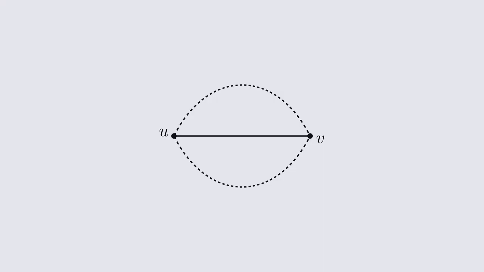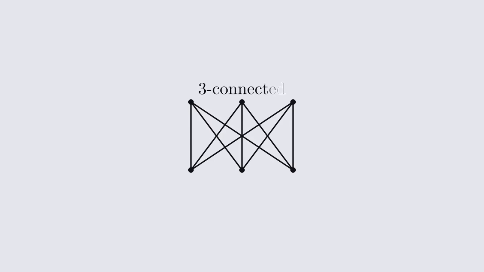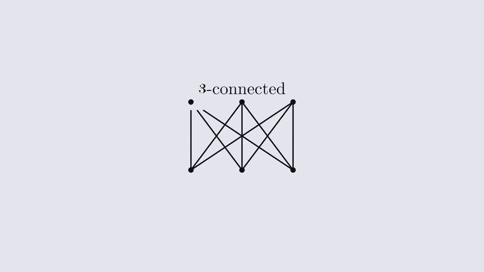Why did we just do that? Because now we know that we can remove any edge from G, say the one between U and V, and the resulting graph will be 2 connected. Because if we were to remove a vertex from G, we would get a 2 connected graph. Removing a vertex is more powerful than removing an edge.